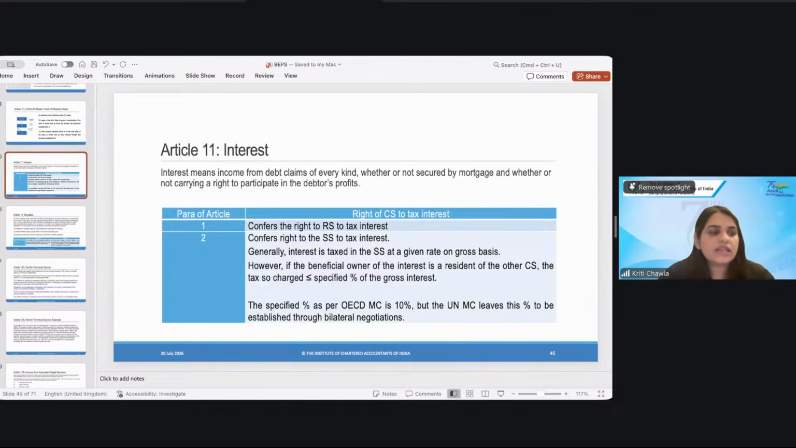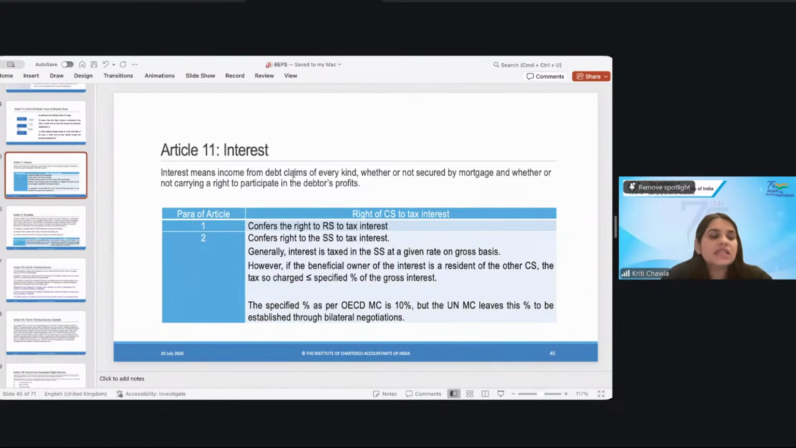Now, the next one is Article 11 of the Model Taxation Convention, or a tax treaty, which is basically interest. Now, how is interest income to be allocated? The right to tax interest income. Well, interest basically means the income from debt claims of every kind, whether or not they're secured by mortgage, or whether or not they're carrying a right to participate in the debtor's profits.